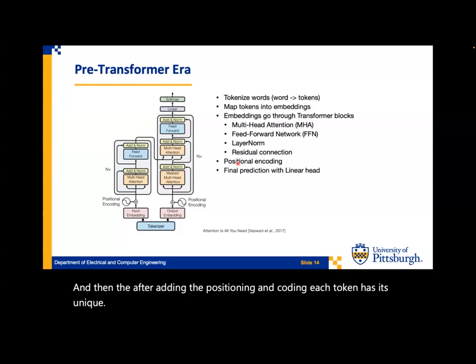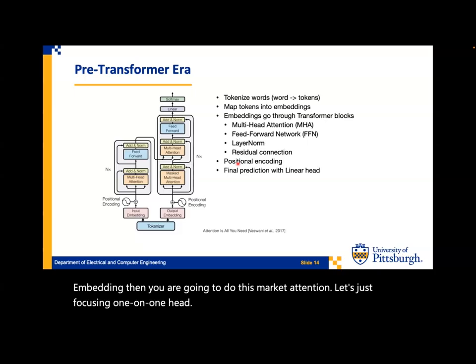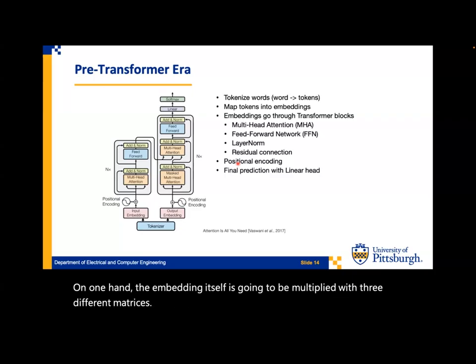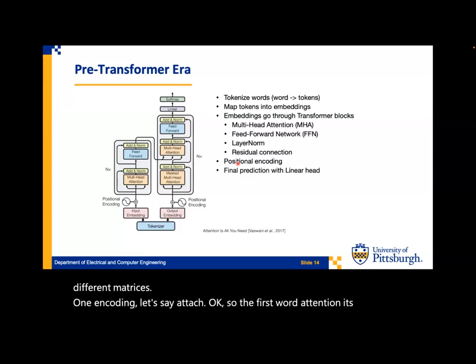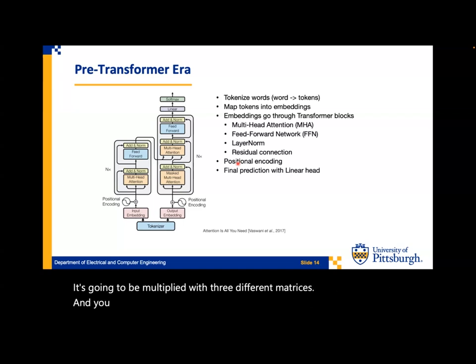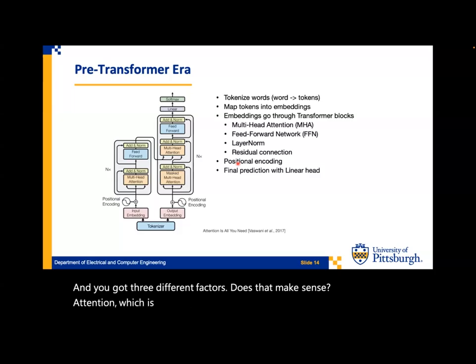Then you are going to do this multi-head attention. Let's just focus on one head. On one head, the embedding itself is going to be multiplied with three different matrices. Let's say the first word, "attention." Its own vector is going to be multiplied with three different matrices, and you get three different vectors. Does that make sense? Attention, which is one token, multiplied with three different matrices, and you get three different vectors.